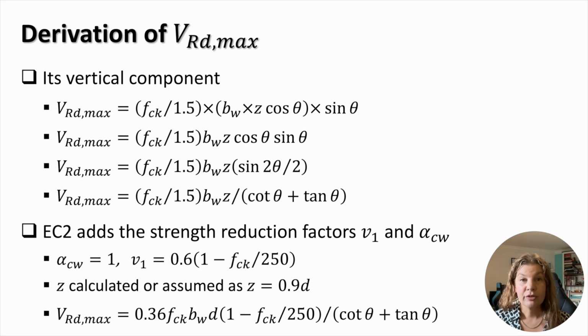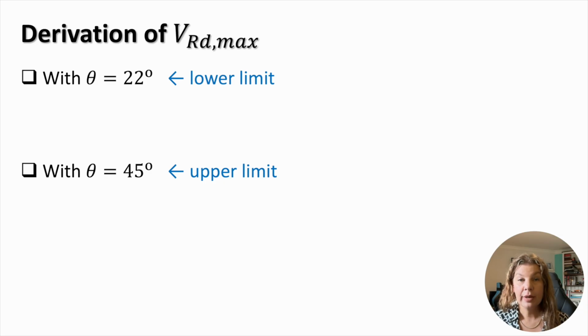Eurocode 2 adds the strength reduction factors nu_1 and alpha_cw to the formula for V_Rd,max. The parameter z can be calculated or assumed as equal to 90% of the effective depth of the section. When these parameters are substituted into the formula for V_Rd,max, it takes the form shown at the bottom of the slide. We can define the lower and upper limit of V_Rd,max depending on the angle of strut inclination.